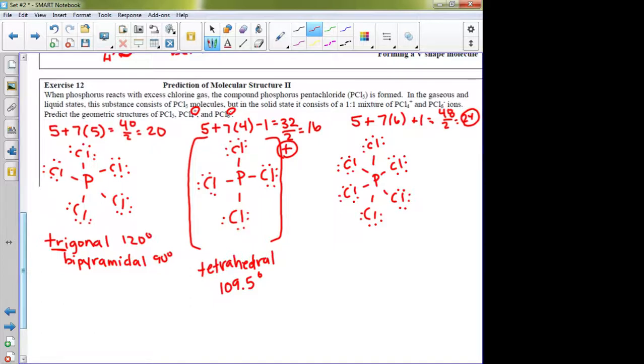Then I go back and double check myself. I've got 4, 8, 12, 16, 20, 24. So I know I'm correct. I'm going to also put this in brackets because why? It's negative. And what shape is this going to be? Octahedral. Okay. All right, so all of these bond angles would be at 90 degrees.